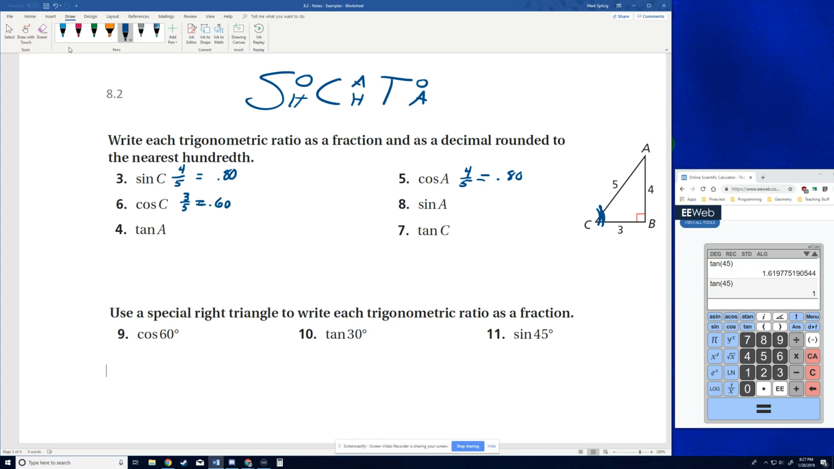All right, sine of A. Now we're looking from angle A up here. Opposite is 3 over hypotenuse 5, so again that is 0.60. Again, cosine of one is the same as sine of the other, so that's good to know. Tan of A is opposite over adjacent, that's 3 over 4, which is 0.75. And tan C is opposite over adjacent, 4 over 3, which is 1.33 when we round. If you notice, 3 over 4 and 4 over 3, tan of one angle is the reciprocal of tan of the other angle. Just a fun fact there.